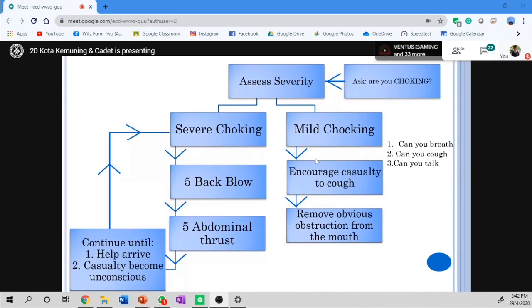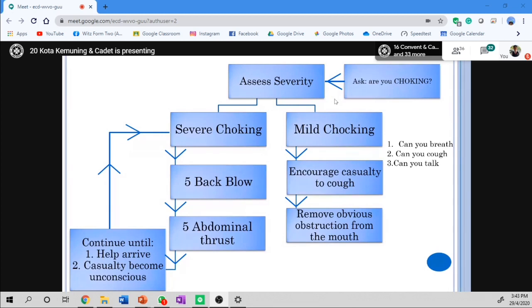And the casualty will cough at you. Then try as hard as you can to make the casualty cough the obstruction out by itself. If you see any obstruction in their mouth, you can remove it. Maybe it's a very big piece of bread in the mouth, then you can assist the casualty by taking the bread out. This can settle the case.